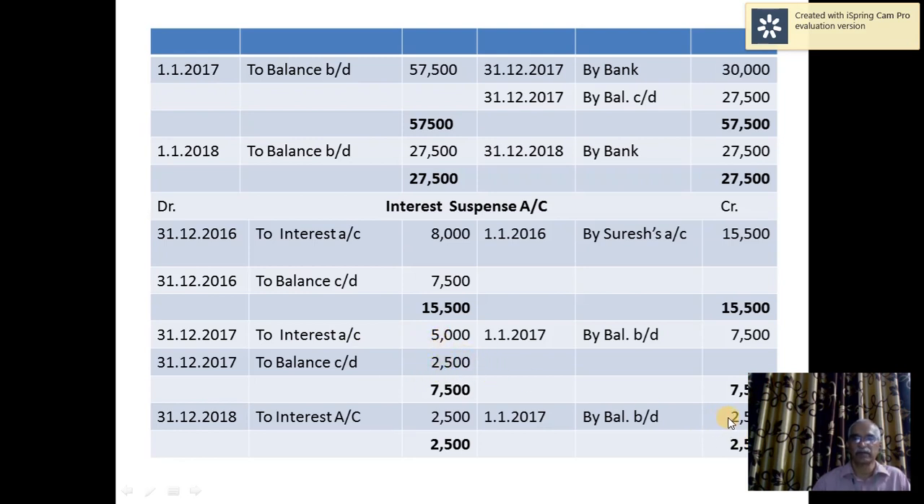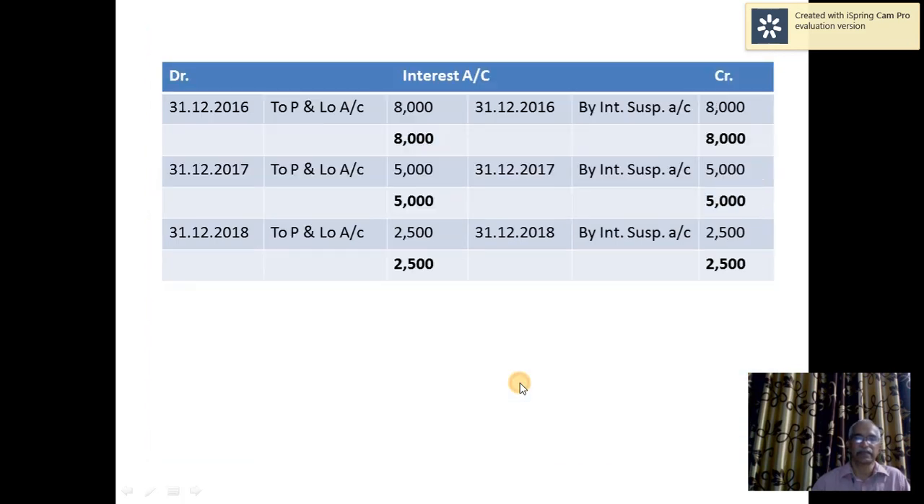Same value is brought down here. So 2,500. And from this, entire 2,500 is transferred to interest account. This is the third year interest. So by this, at the end of the last installment, there should be no balance in interest suspense account. If there is any balance, it means somewhere we have committed a mistake.